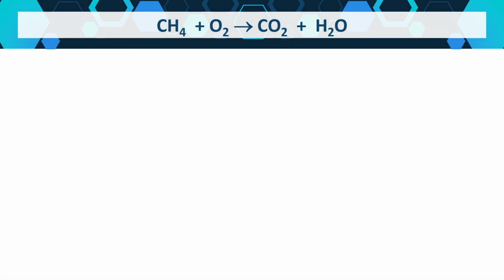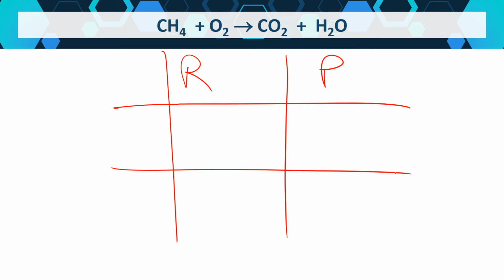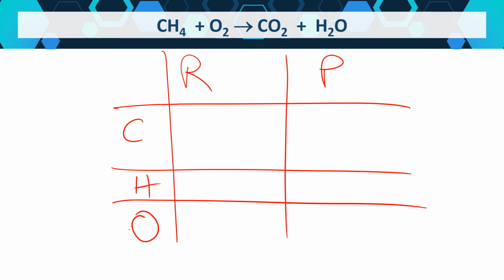Alrighty, CH4 plus O2 goes to CO2 plus H2O. We've got reactants and products. Okay, we need 3 actually. Carbon, hydrogen, and oxygen. So 1, 4, 2, 1, 2, 3.